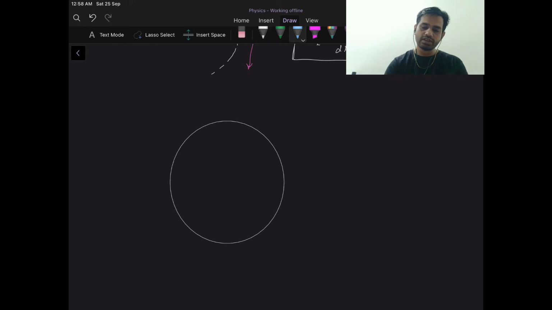Suppose this is the case, and we are trying to find both accelerations, that is, centripetal acceleration as well as radial acceleration. This is tangential acceleration, which we can say is at, and this is centripetal acceleration. Now if I want to find the total acceleration, what will it be?